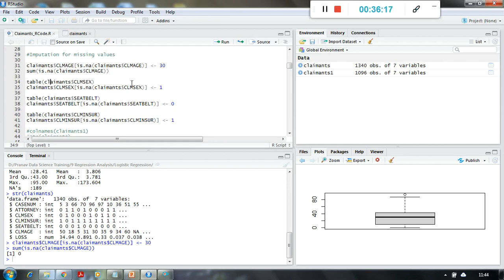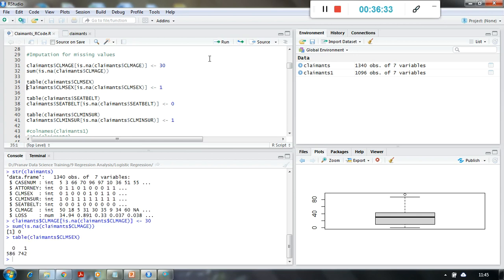To check whose occurrence is more in that particular column, there is a simple function called table, which is going to give me the number of ones and the number of zeros in the column. So there are 586 zeros and 742 ones.